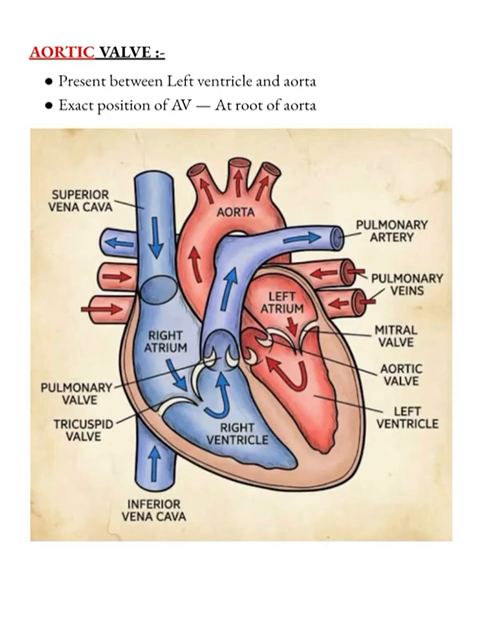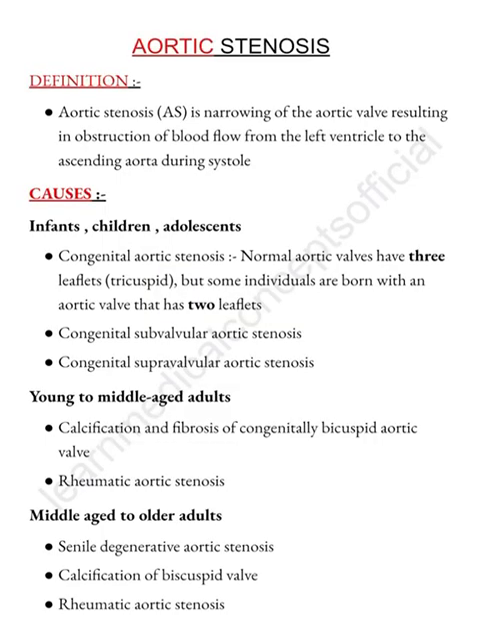Coming to the normal orifice size, that is 3 to 4 centimeters squared. If it is less than 2.6 centimeters squared, then we call it aortic stenosis. Now let's go deep into the topic. The definition of aortic stenosis is the narrowing of the aortic valve resulting in obstruction of blood flow from the left ventricle to the ascending aorta during systole.